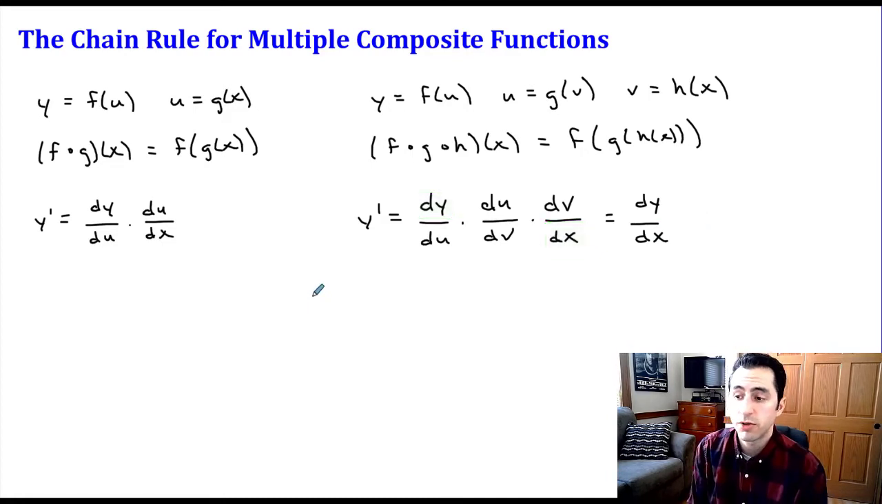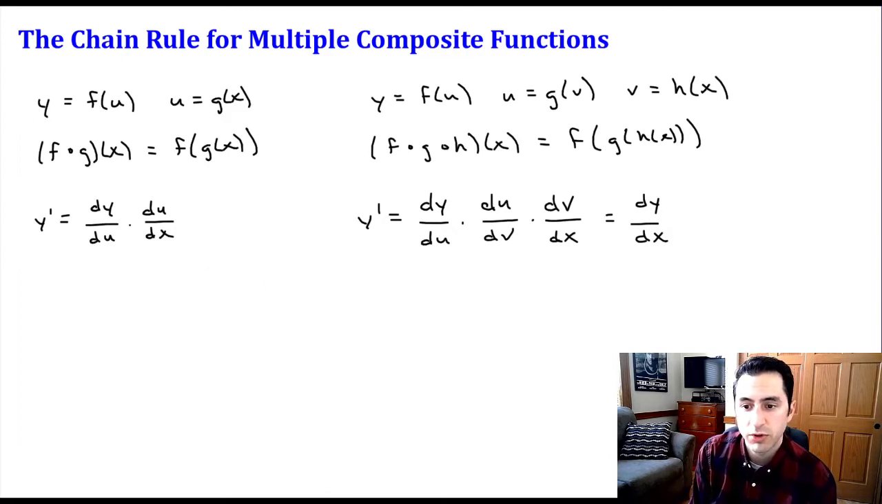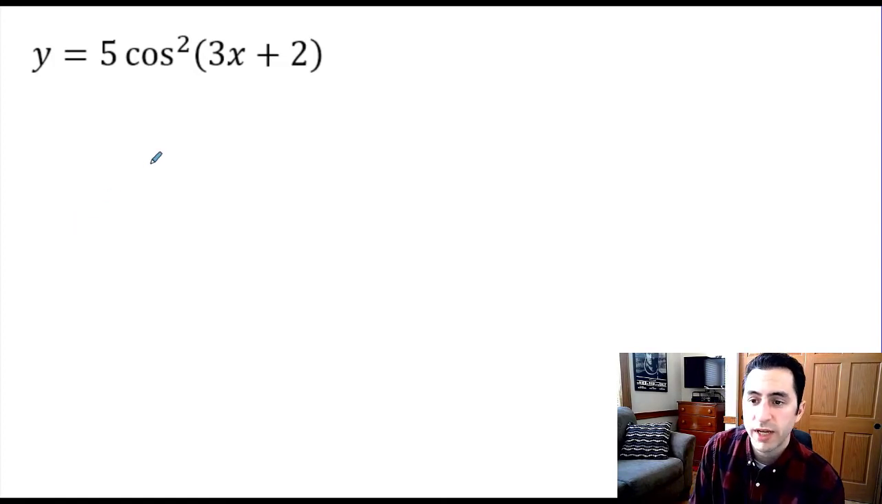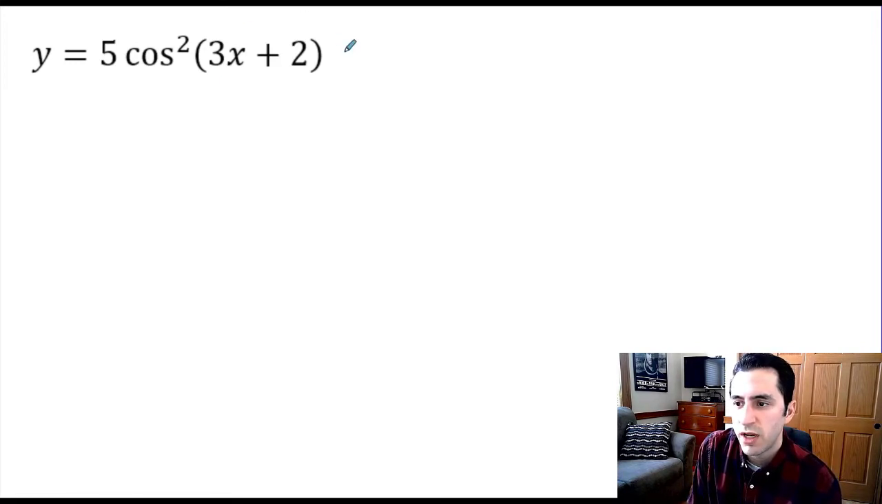Okay, so for the derivative of multiple composite functions using the chain rule, all we're doing is just extending it a little bit further. So let's use this in an example just to apply it, and we can see how this process goes. Okay, so my example, I have this equation y is equal to 5 times the cosine squared of 3x plus 2. The first thing to note here is when I have cosine squared like this, remember that can be rewritten.